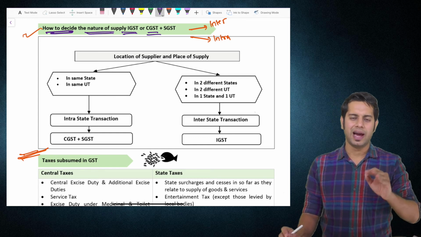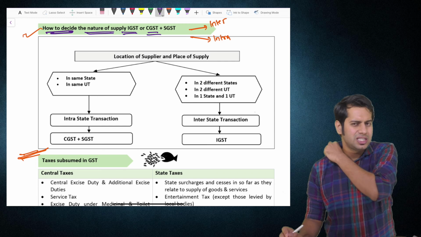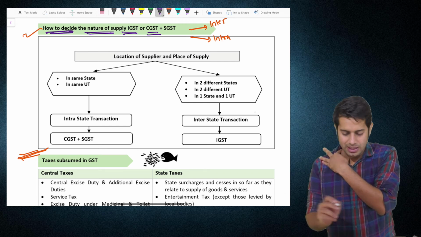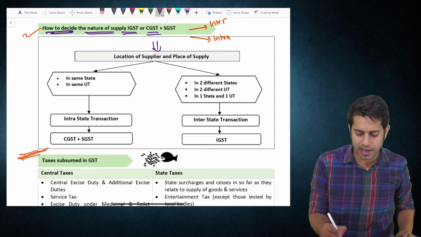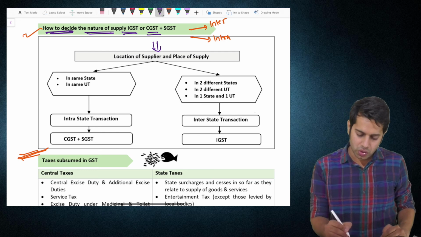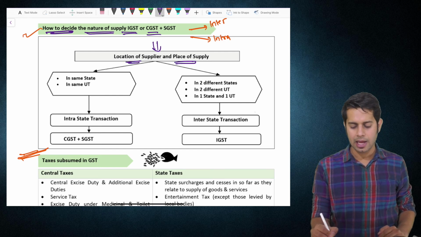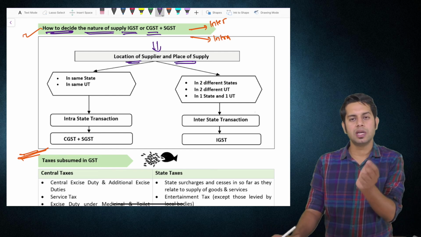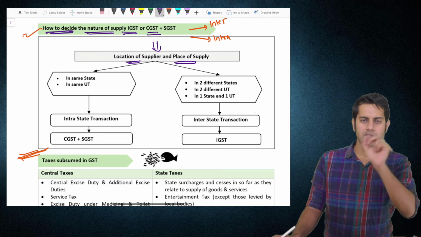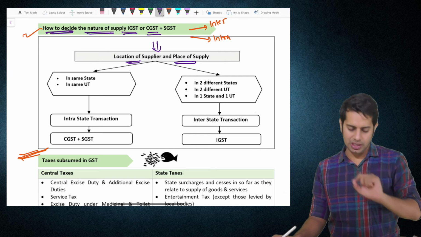how to decide whether IGST is going to be levied or CGST, SGST is going to be levied, that is in this manner. To decide, you should see two things. You should see the location of supplier and the place of supply. One is the location of supplier and the other thing is place of supply.